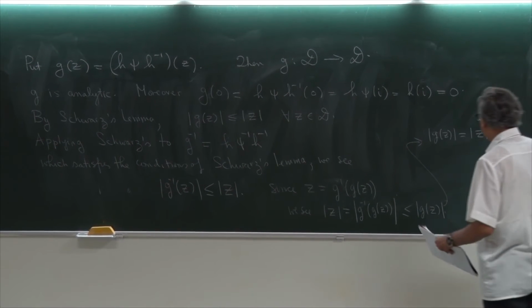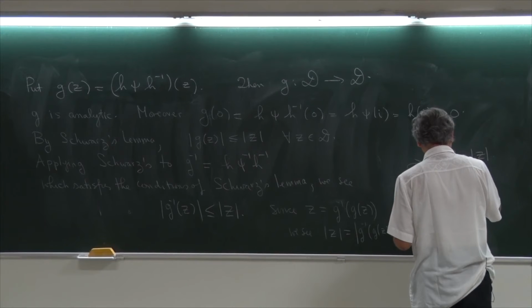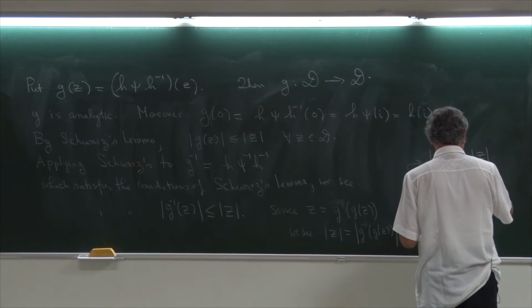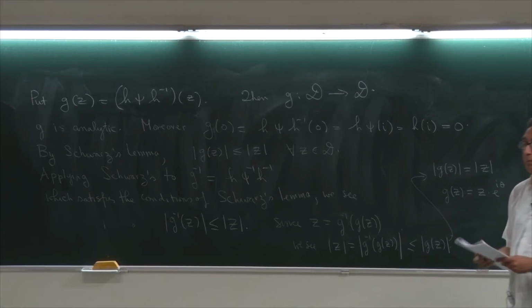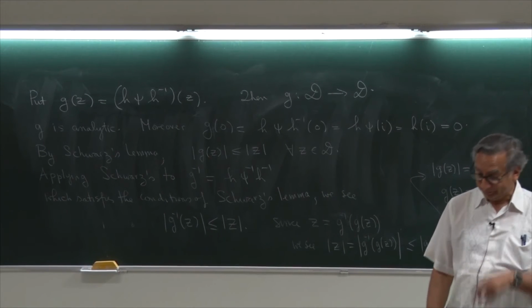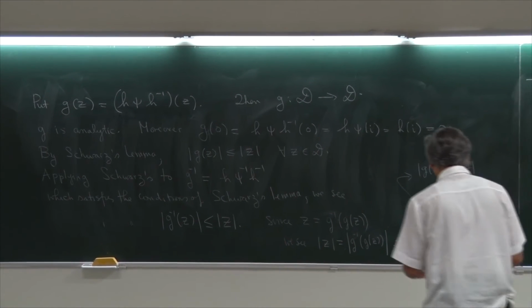And so G of z must be equal to z times some number which has absolute value 1, e to the i theta, for some theta real.